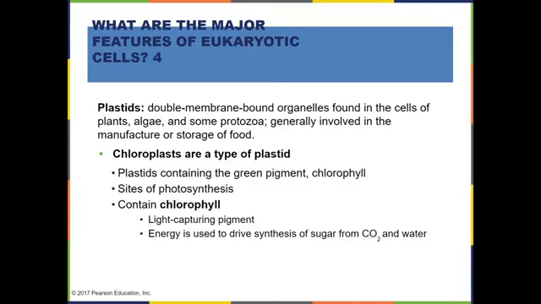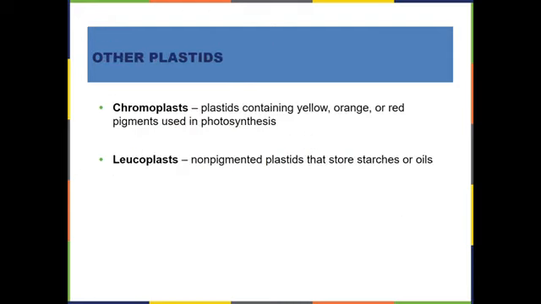And chloroplasts again are sites of photosynthesis, and they contain chlorophyll, a light-capturing pigment, and that's actually going to utilize light energy to drive the synthesis of glucose, or a sugar, from the absorption of carbon dioxide and water. Other plastids are things like leucoplasts and chromoplasts. They contain different pigments, sometimes still used in photosynthesis. Other non-pigmented plastids would store food particles, again like starches or oils.